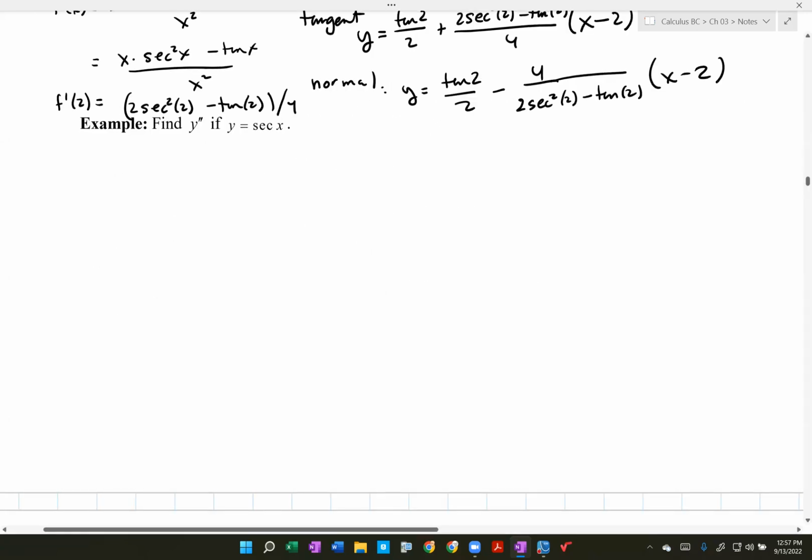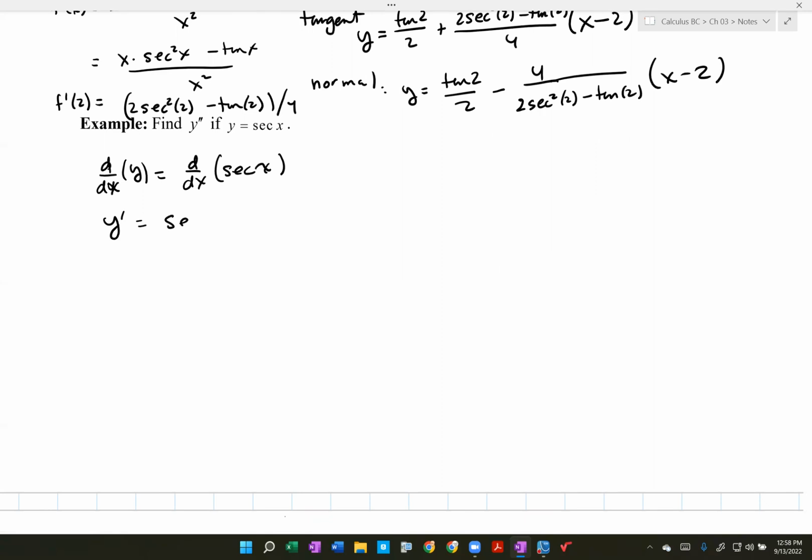All right, last example for this recording. What is the second derivative of y if y is secant of x? So let's take the derivative of both sides of that equation. And I get y single prime. And of course, from that table above, we remember, and you're beginning to memorize, the derivative of secant is secant times tangent. All right. What about the derivative of the first derivative?